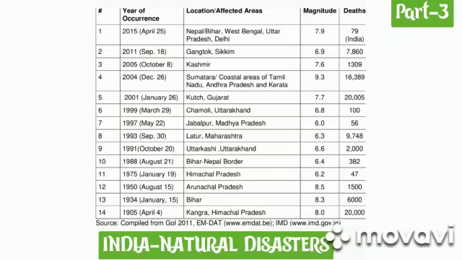Just have a look at this chart. It gives you the earthquakes, the year of occurrence, the location, the affected areas, the magnitude of the earthquakes on the Richter scale, and the deaths caused because of these earthquakes. As already mentioned, earthquakes are the worst natural disasters which cause a lot of damage to property, and also many lives will be lost because of the earthquakes, as the earthquakes are sudden.